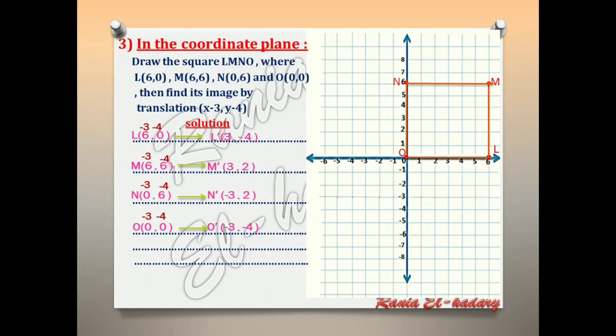The last step is drawing the image on the coordinate plane. So put point L dash at (3, -4), and M dash, N dash, and put the point O dash. Join L dash M dash, M dash N dash, N dash O dash, and the last line is O dash L dash. So I have the image of square O dash L dash M dash N dash.